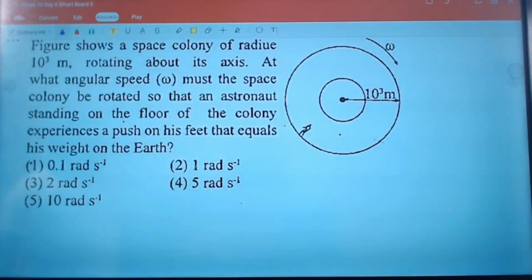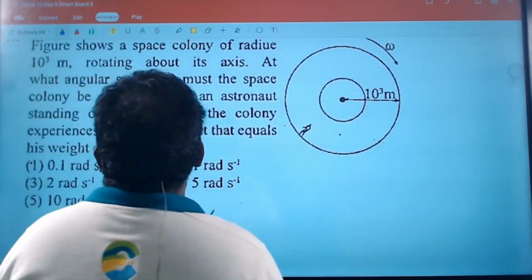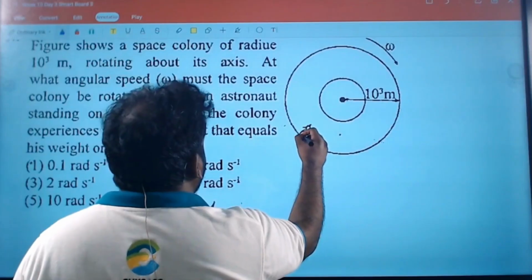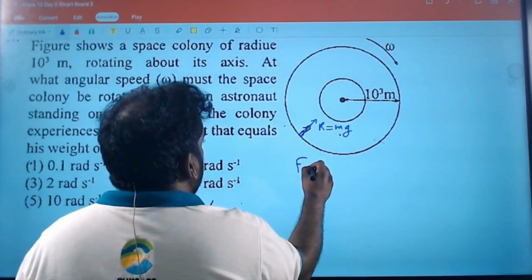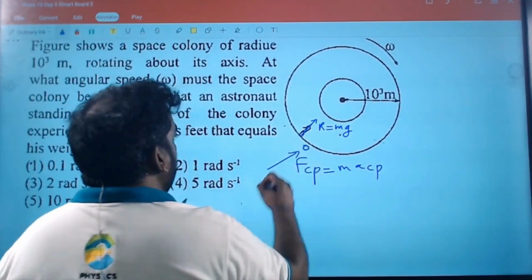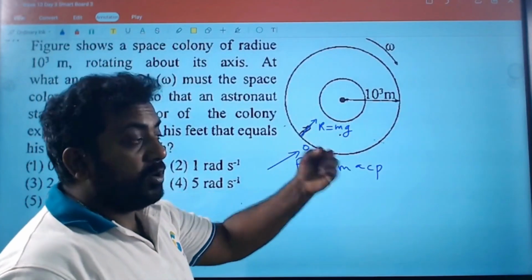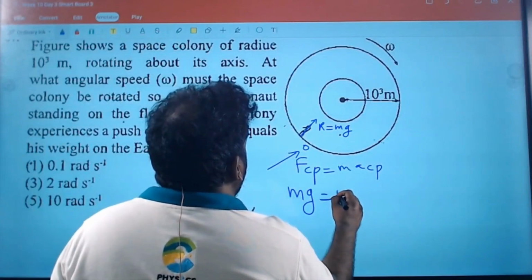Question number 7. Figure shows a space colony of radius 10 to the power 3 rotating about its axis. At what angular speed must the space colony rotate so the astronaut standing on the floor experiences the push on his feet equal to the weight on earth? Normal reaction equals mg. Centripetal force, mass into centripetal acceleration towards the center. Now we can't see it in a space colony, we don't know where mg is. So mg will provide the required centripetal force.